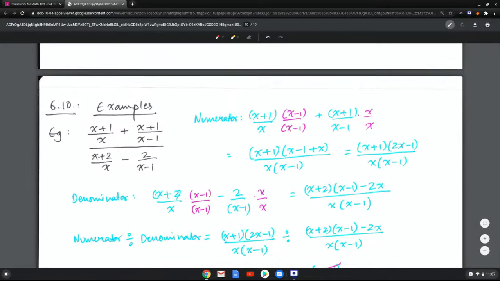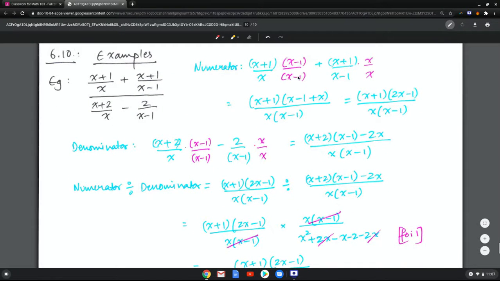Let's look at some more examples. Here again, I solve the numerator separately, end up with this, solve the denominator, and my final expression is numerator divided by denominator, which means I flip the second part.